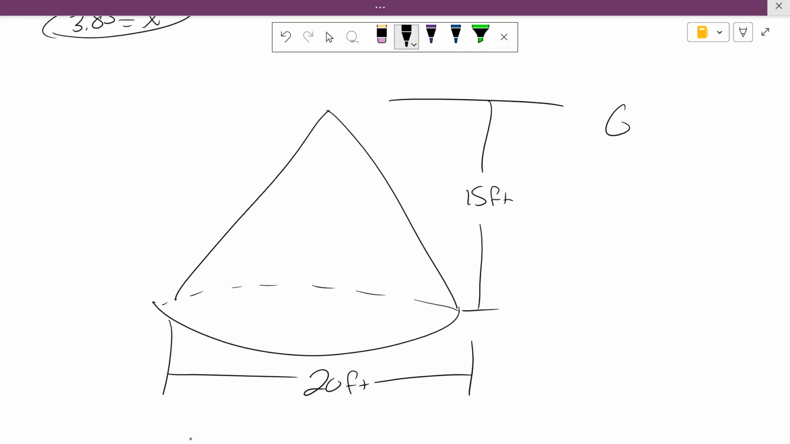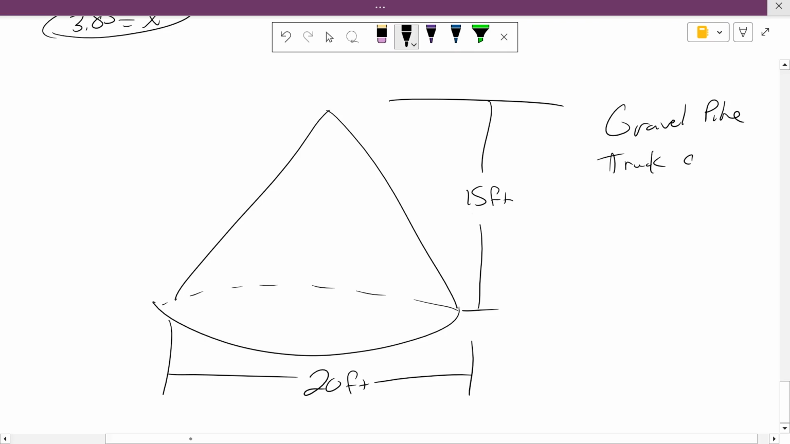All right. Gravel pile is 20 feet across, 15 feet high. A truck can haul 6 cubic yards away at a time. How many trips would it take to haul the entire gravel pile away?